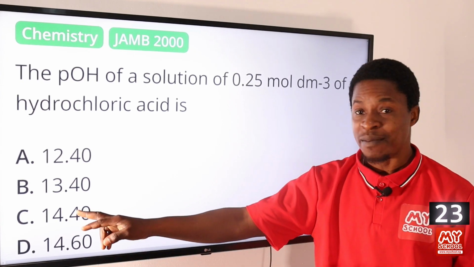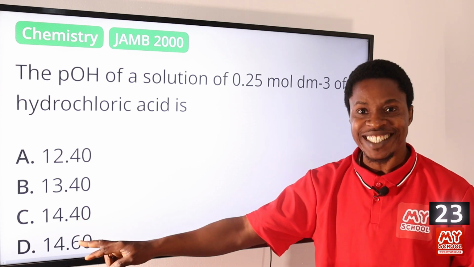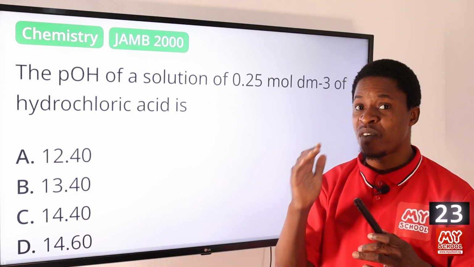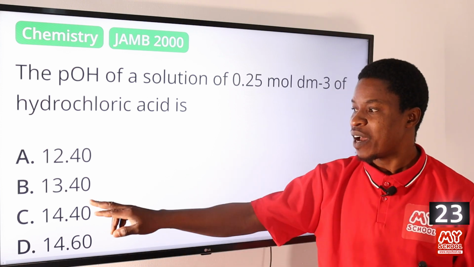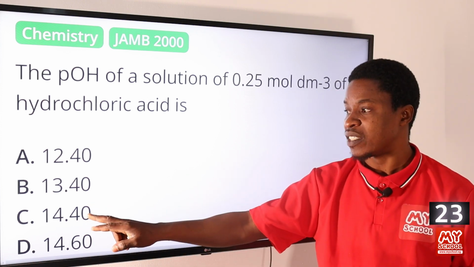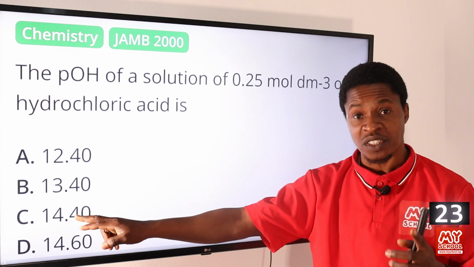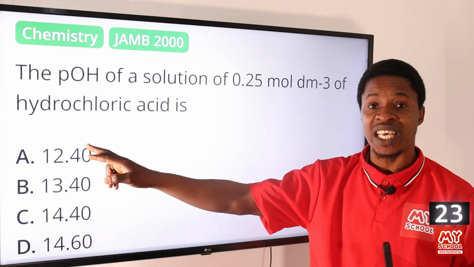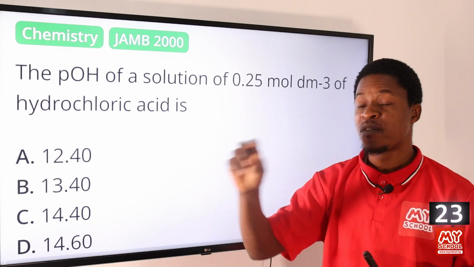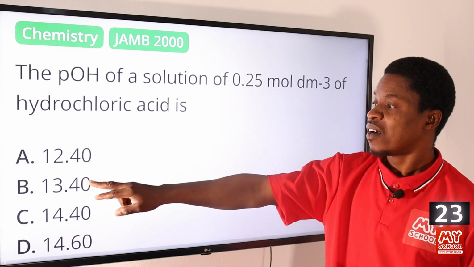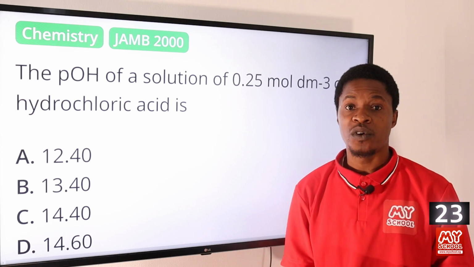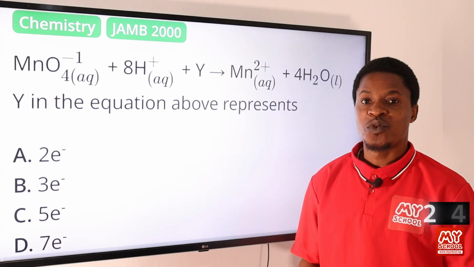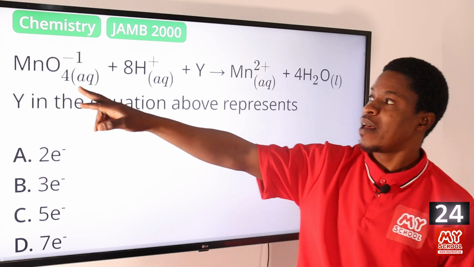Of course, by the elimination method, C and D cannot be the answer because the value on the pH scale ranges from 0 to 14. Anything beyond that cannot be the answer. C is 14.4, that's gone beyond 14. C and D cannot be, so it's between A and B. From what we just did on the board, option B happens to be the correct answer, 13.40.